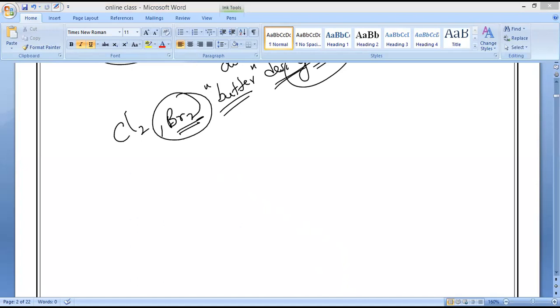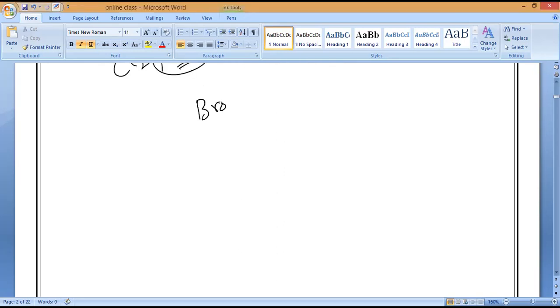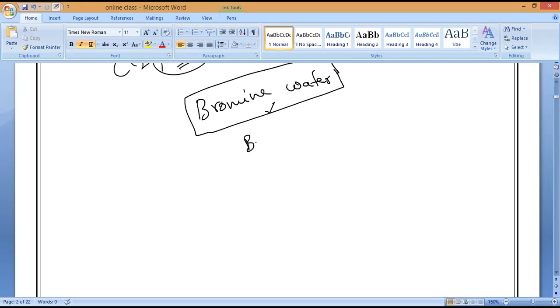Other substances like chlorine and bromine also undergo addition reactions with unsaturated compounds, but bromine is the most important one, because basically we take it as bromine water. What does bromine water contain, guys? Bromine. So for the reaction we take bromine water, Br2, which contains bromine.